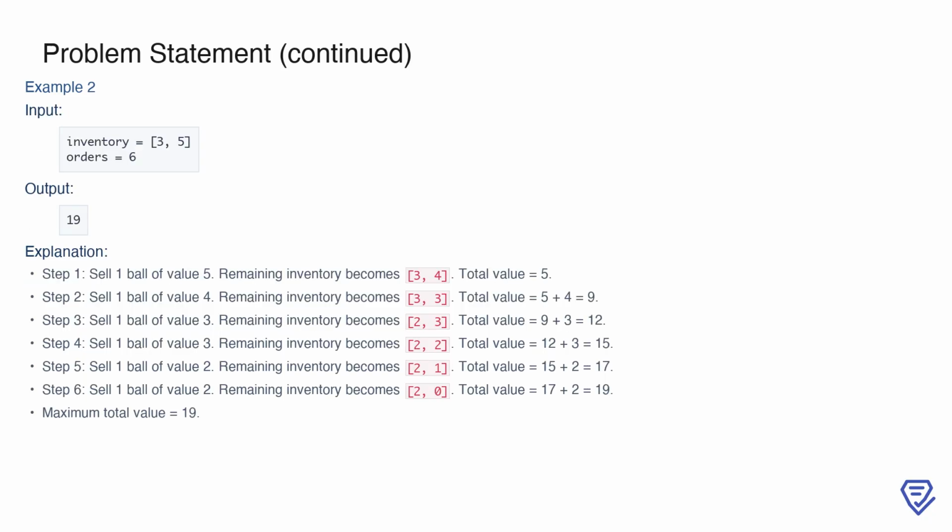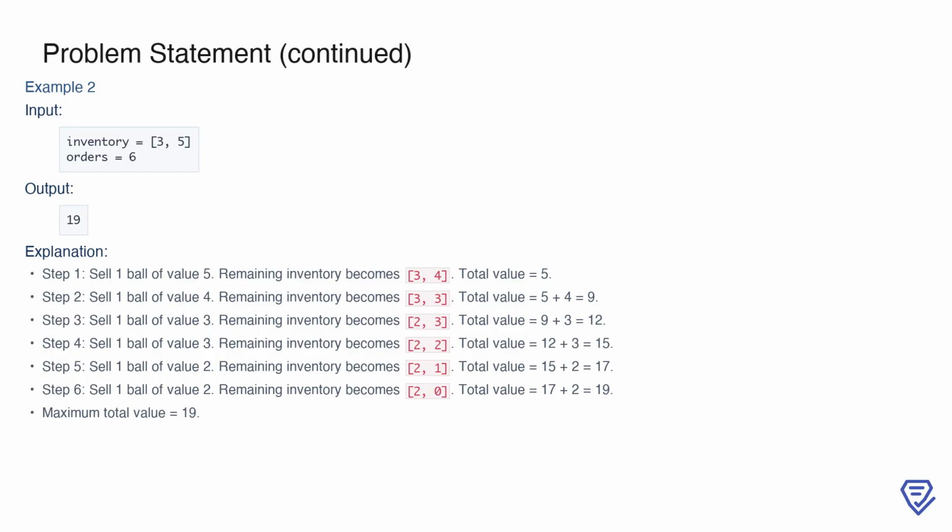Another example highlights the process further. If the inventory is [3, 5], and the customer wants 6 balls, the output is 19. Here's the breakdown. Start by selling 1 ball of value 5, leaving [3, 4] in the inventory, and adding 5 to the total. Next, we sell a ball of value 4, leaving [3, 3], and adding 4 to make the total 9. Then, we sell a ball of value 3, reducing the inventory to [2, 3], adding 3 to the total for 12.